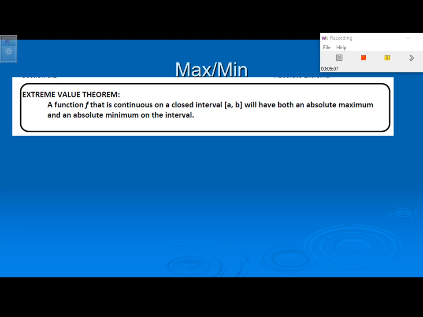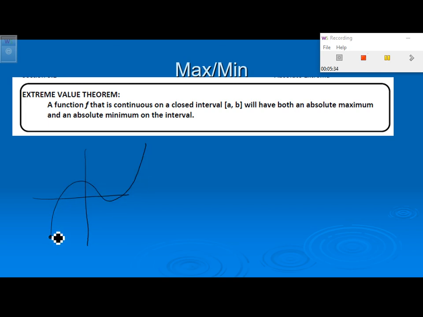Now, I'm going to tie in today what's called the extreme value theorem. Here's what the extreme value theorem says. A function f that is continuous on a closed interval a to b will have both an absolute maximum and an absolute minimum somewhere on the interval. So we're going to look at different graphs today.